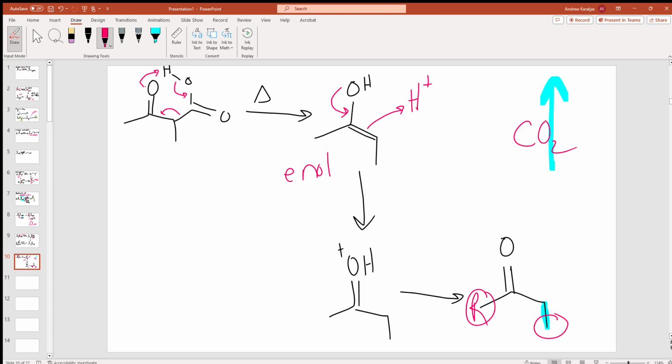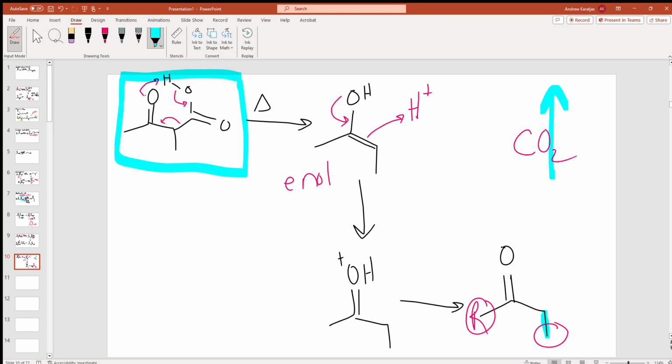Definitely one of your longer mechanisms that you'll learn in this course. But fortunately, the only step that's really new is this sort of rearrangement type step. Otherwise, the other three parts to this reaction are alpha substitution, ester hydrolysis, and then at the end, enol conversion into the carbonyl.